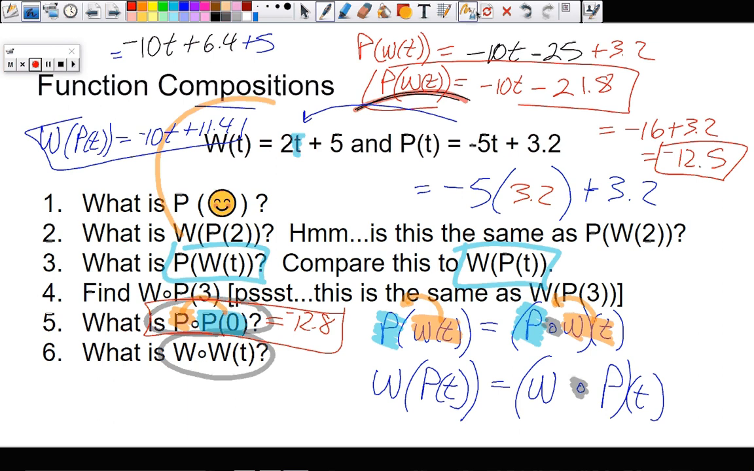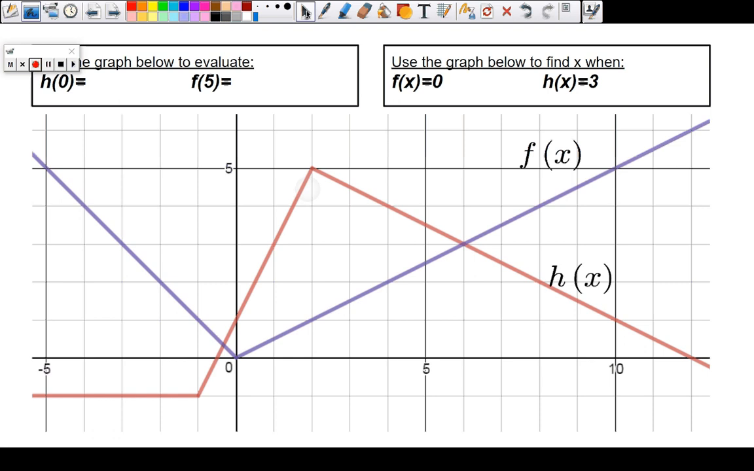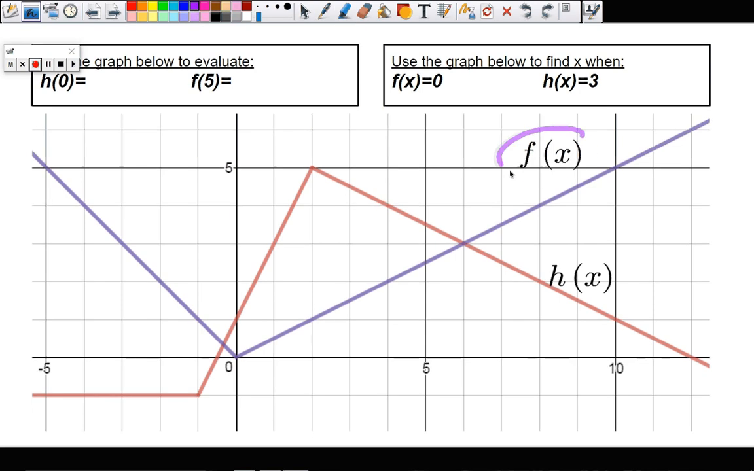Okay, so now let's look at these graphs. This is a big part of what all this is even talking about. Notice that f of x is in purple and h of x is in red. Now, I want to find h of 0.